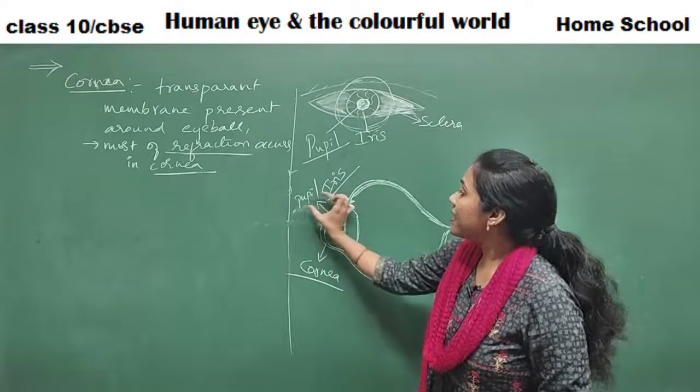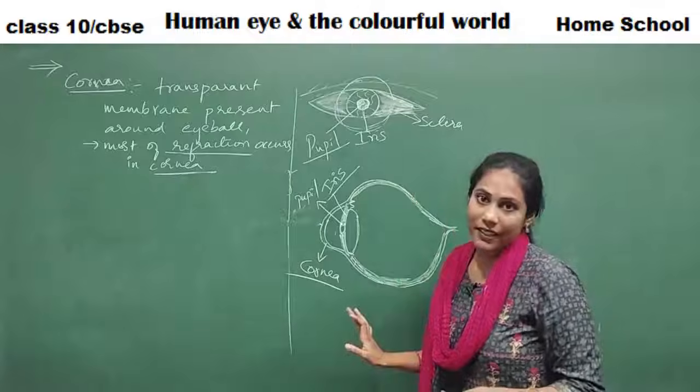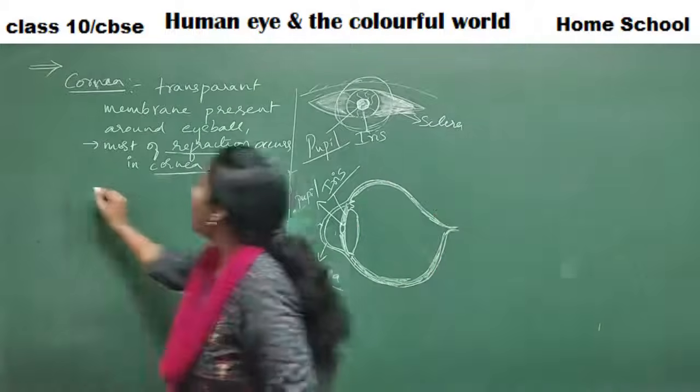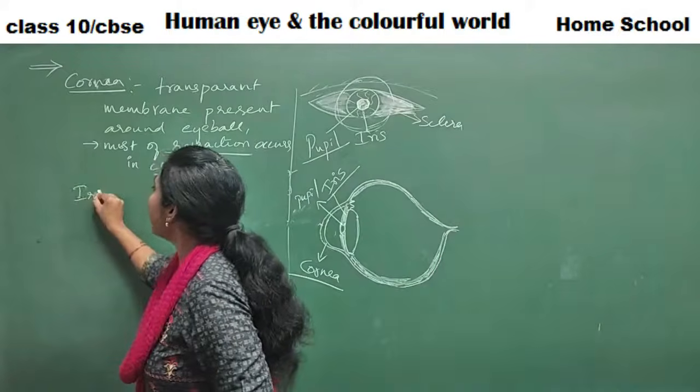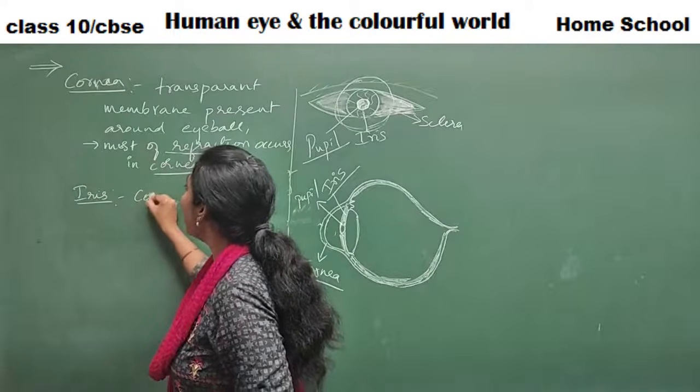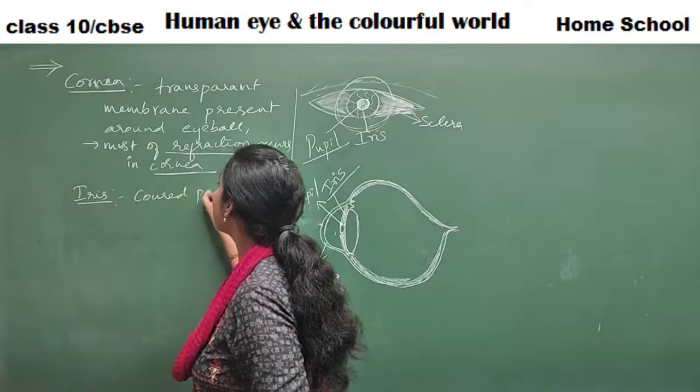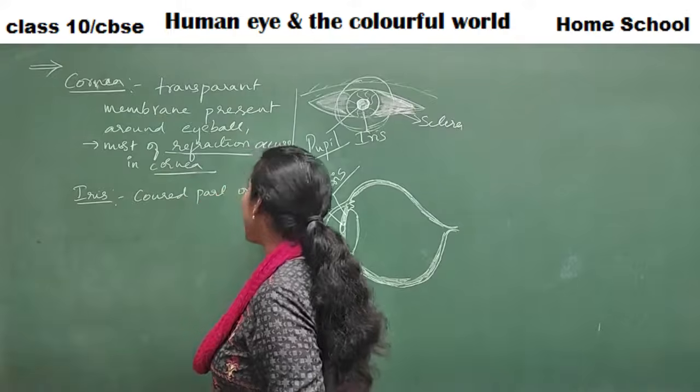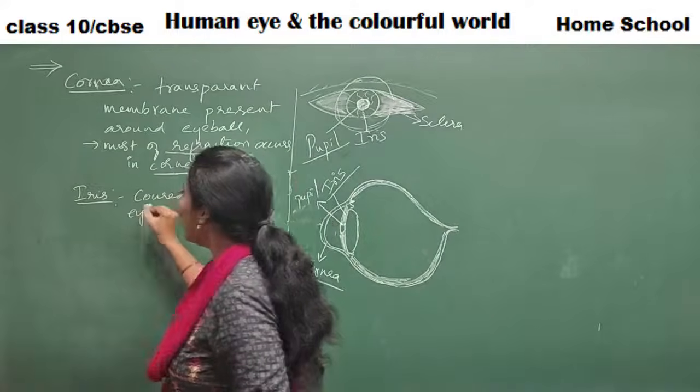Now let us learn about pupil and iris. Clear? So let me write about iris. What is an iris? The colored part of an eye is what we call iris.